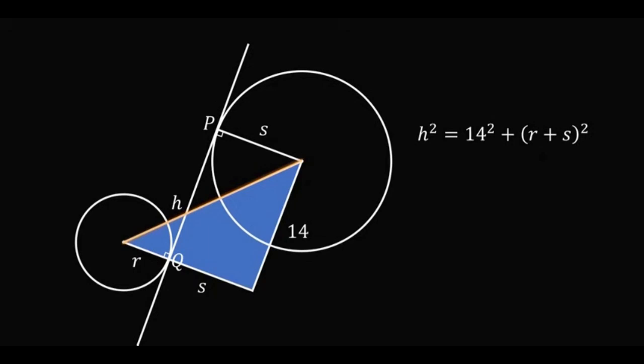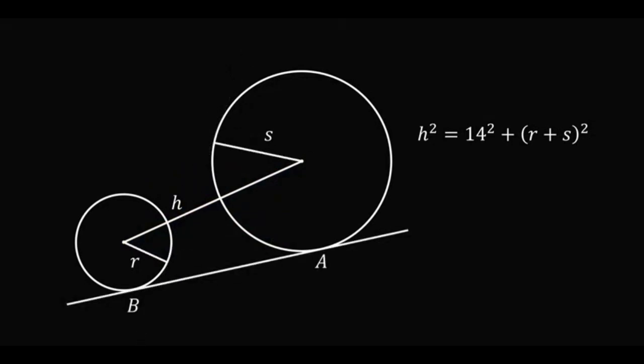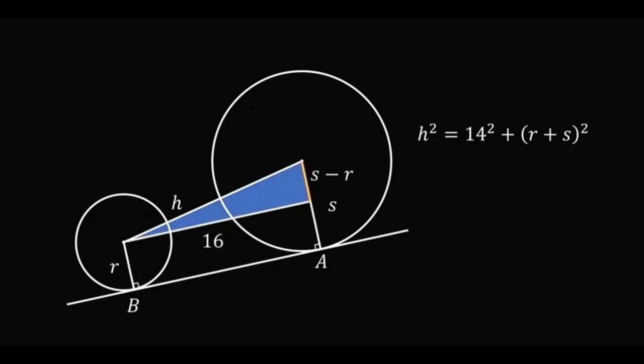Just to drive home the point that this value h is the same between the two diagrams, let's connect this diagram to the previous diagram. So let's get rid of this right triangle. Let's add on the line that goes through A and B. Let's go ahead and reconstruct the diagram that goes through A and B. Notice we are calculating the same value h in this diagram in a different way, where we have the equation h squared is equal to 16 squared plus the square of s minus r. We now have two equations that are equal to h squared.